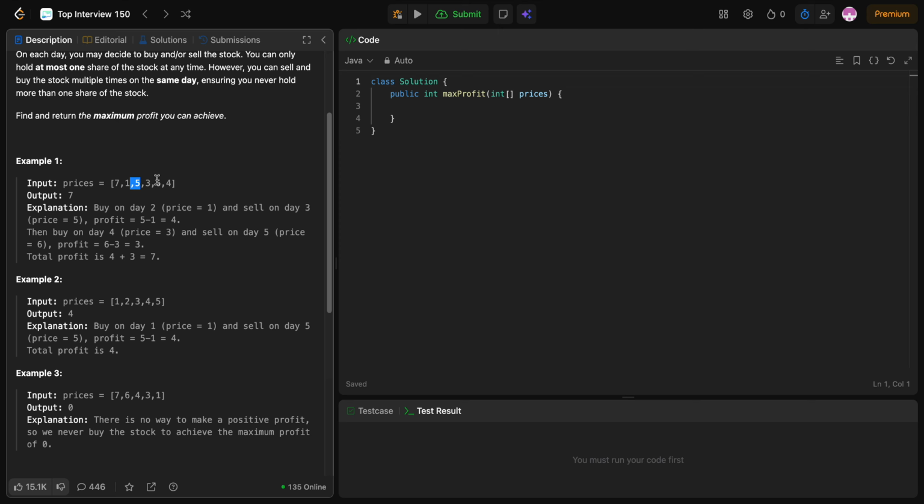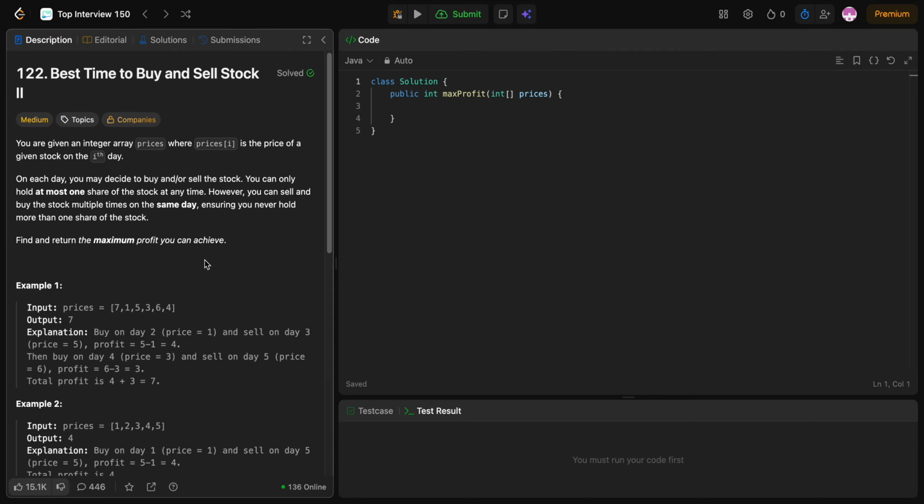And then you would buy it again here and sell it again here. Because let's say there's a 5 here and instead of a 3 there was a 7 here, then you wouldn't sell the stock at 5 and then buy it again at 5. You would simply skip over 5 and then sell it at 7. So, okay, I think I have a general idea of the pattern we see here. So let me go ahead and try to code this out.